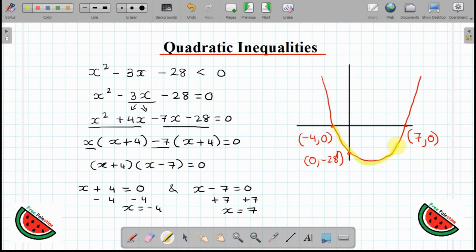And in order to be below the x-axis, the x coordinates in this region will have to be greater than -4, but again it has to be less than 7. So I'll start off by writing x is greater than -4 and then x is less than 7. So I can rewrite that as x is greater than -4, at the same time less than 7, as one inequality.